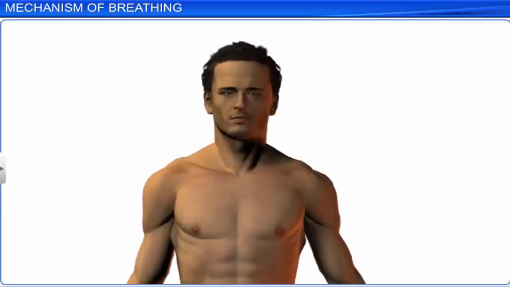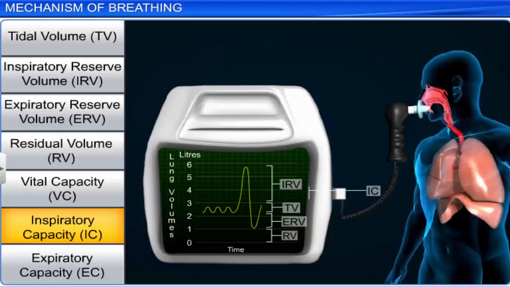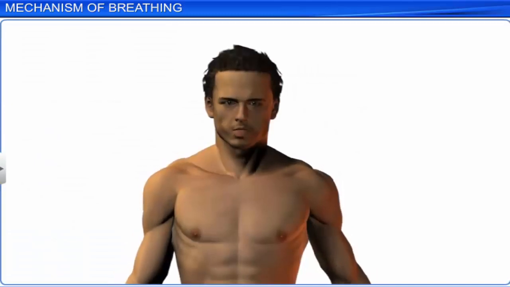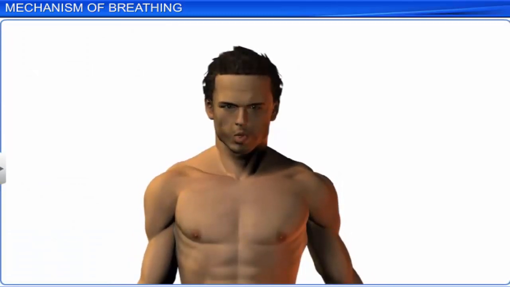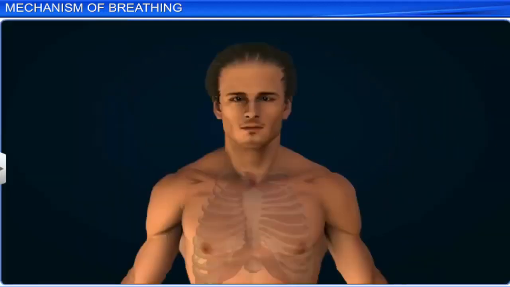The total volume of air a person can inspire after a normal expiration is his inspiratory capacity. This includes both tidal volume and inspiratory reserve volume. Total volume of air a person can expire after a normal inspiration is called his expiratory capacity. This includes both tidal volume and the expiratory reserve volume.